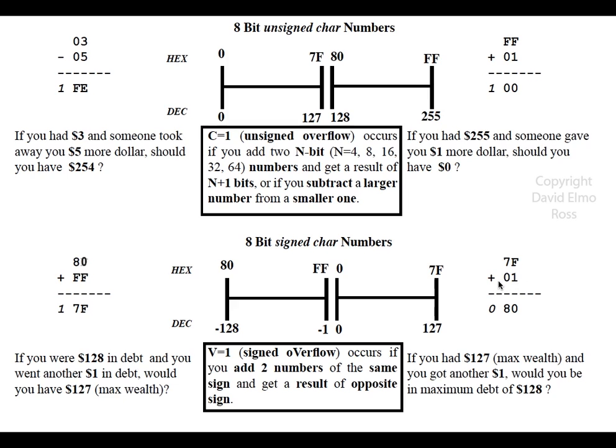7F is positive, we add a positive, we get a negative. So if we add two positives, you'd expect to get a positive, and when you don't, that's a signed overflow. This is a negative plus a negative, giving us a positive. So if we add two negatives and get a positive, that is a signed overflow. So the concept of signed overflow occurs if you add two numbers of the same sign and generate a result of opposite sign.